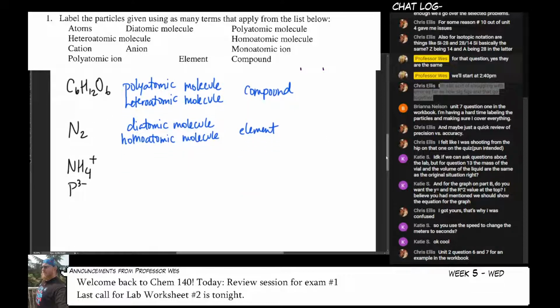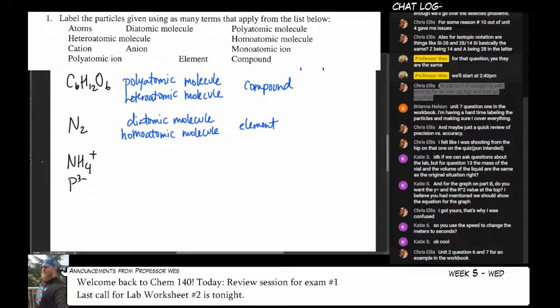All right. And then we'll just do these other two. So, is it an atom? No. Diatomic? No. Polyatomic molecule? No, it's not a molecule, it's an ion. So, is it heteroatomic, though? Yeah. I would call it heteroatomic. I would call it an ion rather than a molecule, though. Is it a cation? Yes, because it is positively charged. And then it is a polyatomic ion.